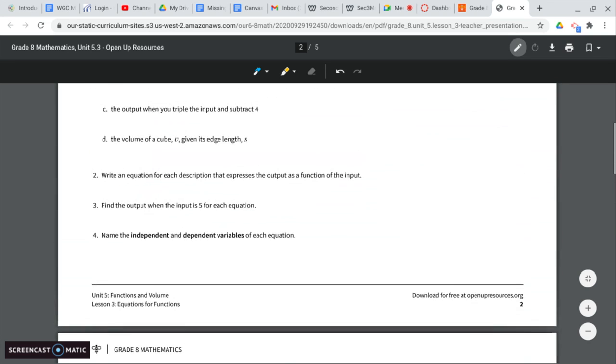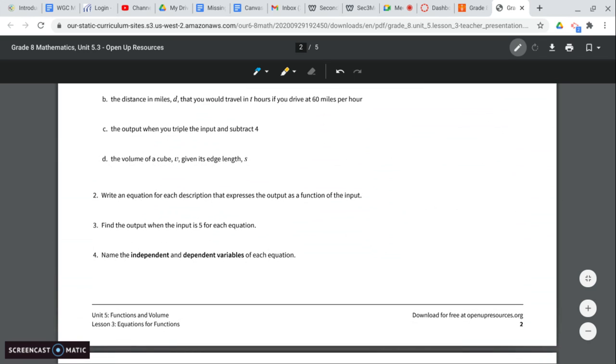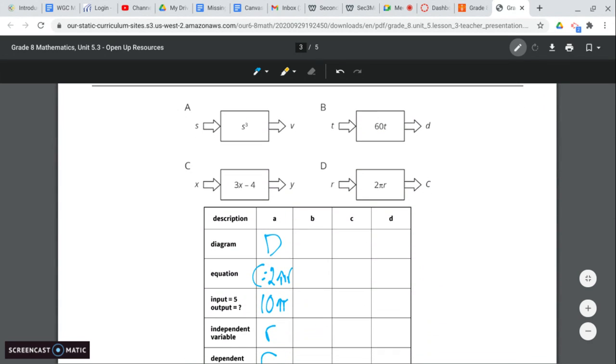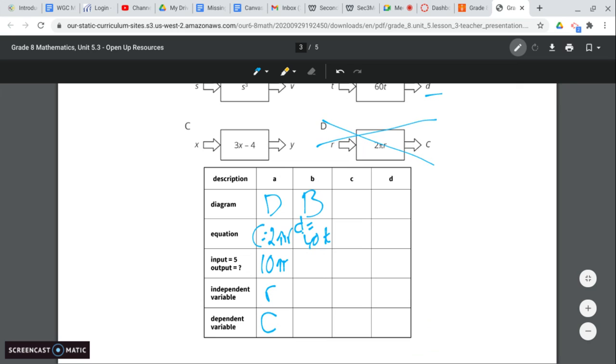All right. Let's go to description B. The distance in miles, D, that you would travel in T hours if you were driving at 60 miles per hour. So T and D are our two variables, which means that would be this one here. So diagram B for B. Our equation will be D equals 60T. If we plug in 5, 5 times 60 is going to give us 300.